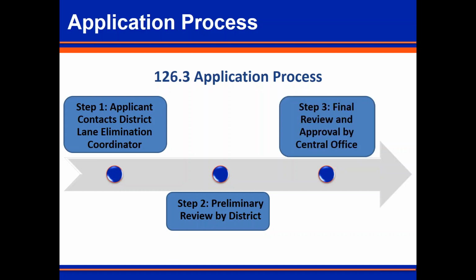And finally, step 3 is the final review and approval by central office. At this point, the district lane elimination coordinator submits the final review and approval notice to central office. The Systems Implementation Office coordinates the review of the lane elimination request with the different offices at the central office level and obtains concurrence from the chief planner. The Systems Implementation Office then submits the lane elimination request for obtaining the final approval or denial to the chief engineer. Then notification is sent to the district lane elimination coordinator of the chief engineer's decision.